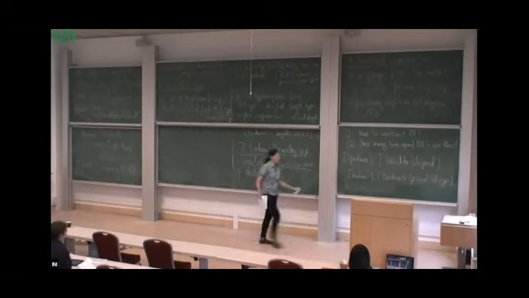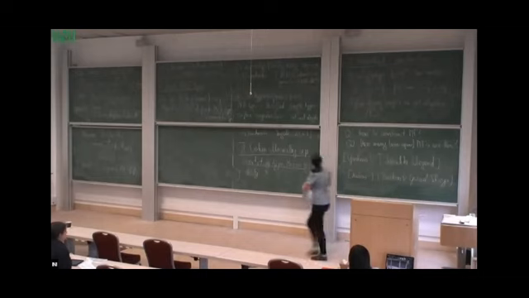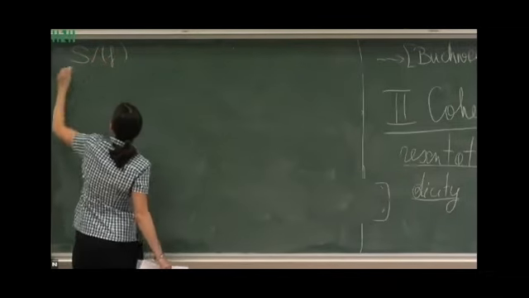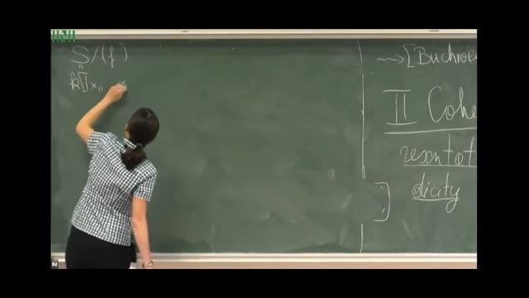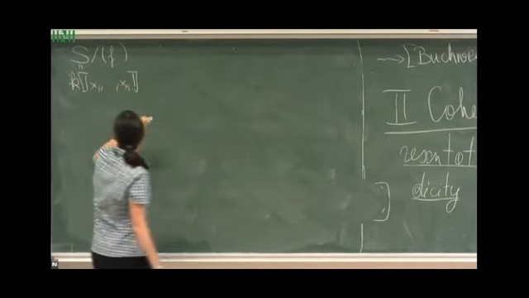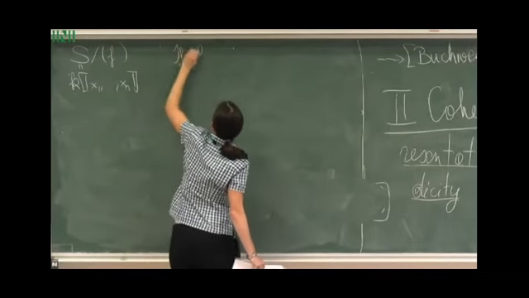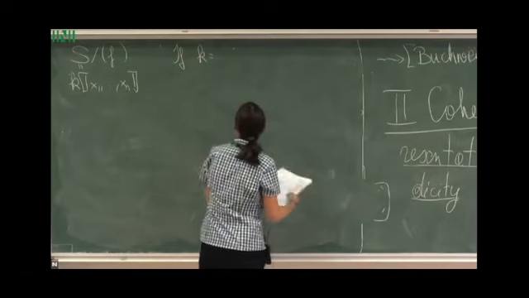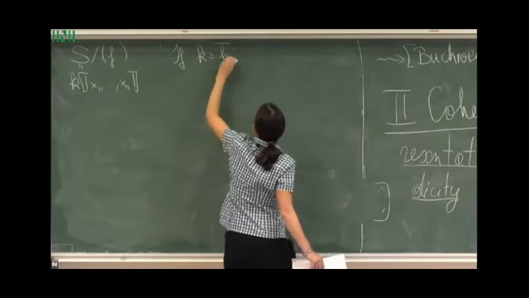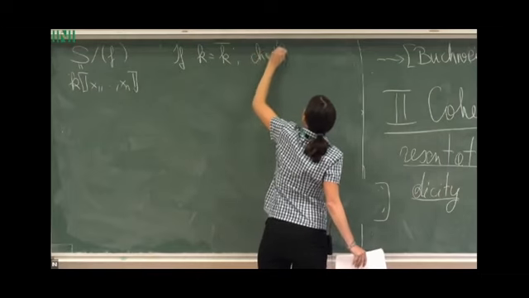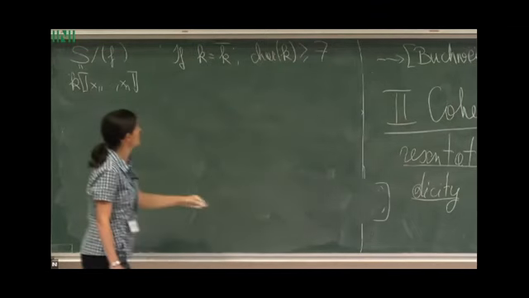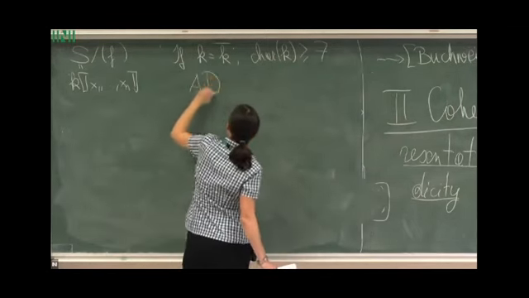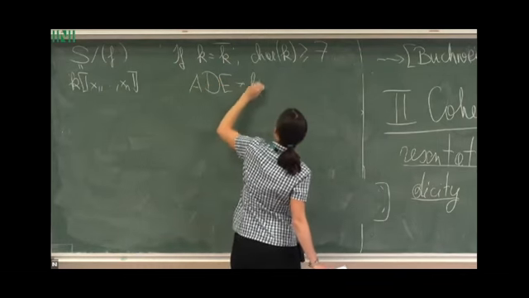So maybe I should make it clear what my setting is. For hypersurfaces, I have S mod F, and here I assume that S is the power series ring in n variables. If K is algebraically closed, and the characteristic of K is greater or equal to 7, then these simple hypersurface singularities are the A, D, E hypersurfaces.